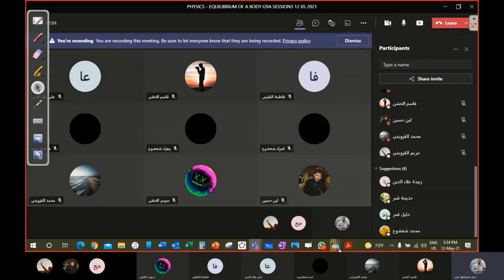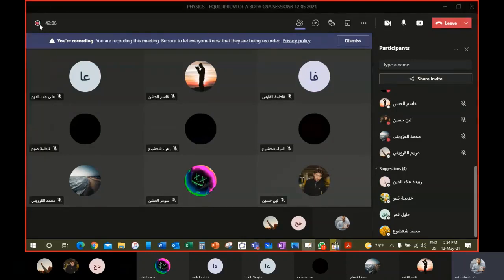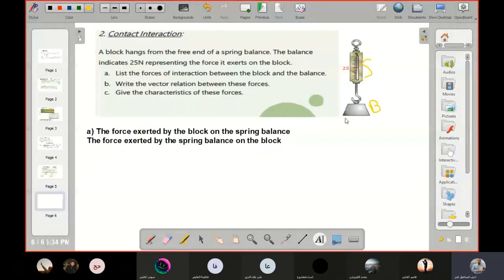Okay, I'm back. So if I don't know their names, we name them according to what they are: the force exerted by the block on the spring balance, which we call F_B on S, and the force exerted by the spring balance on the block, which we call F_S on B. These are the forces of interaction.